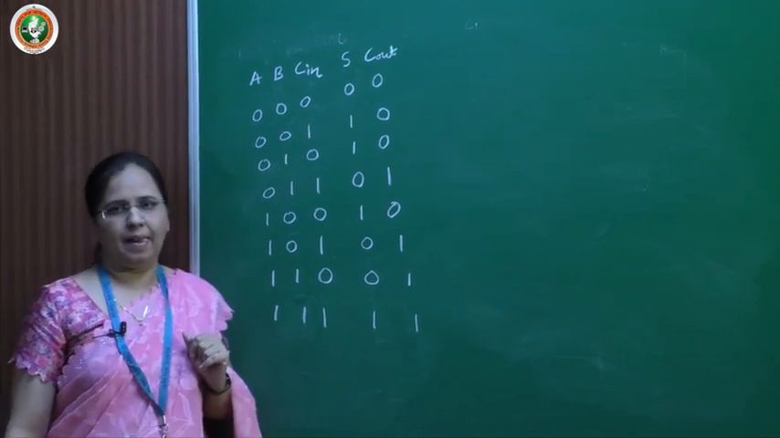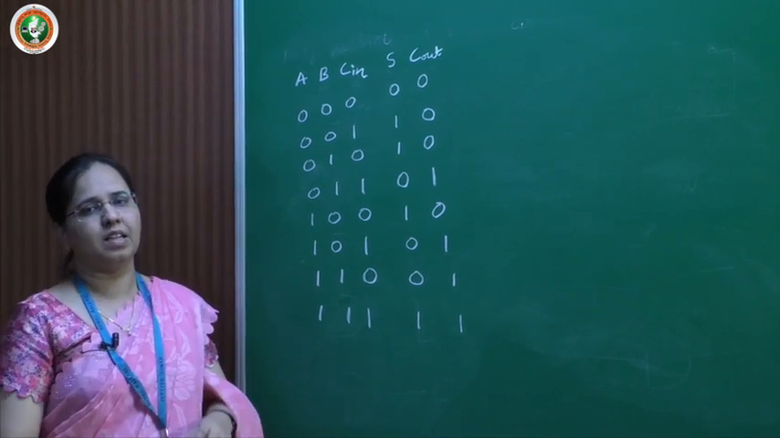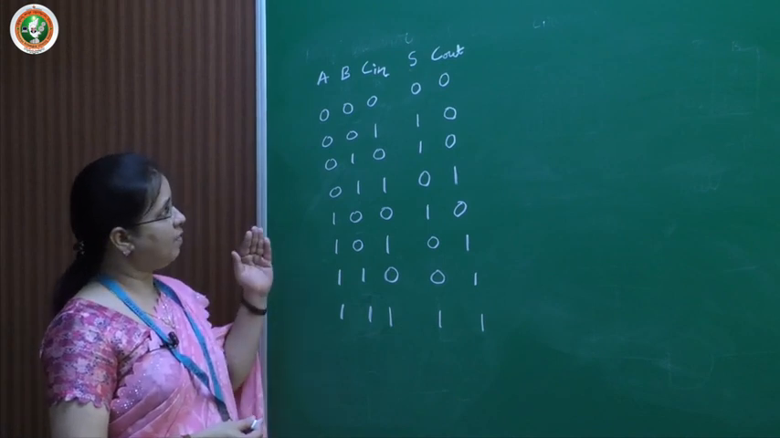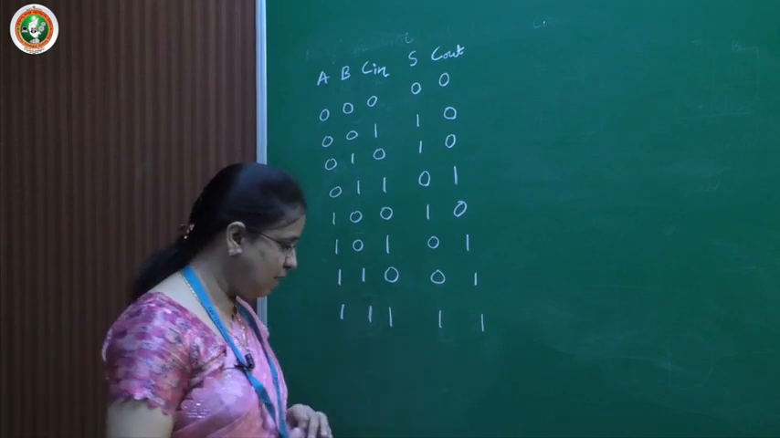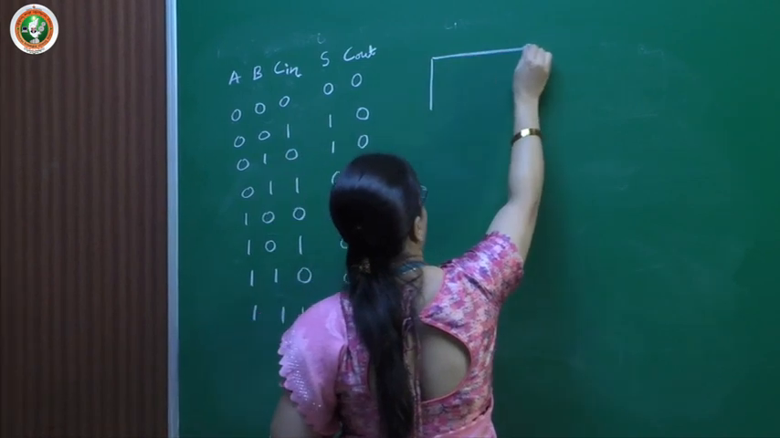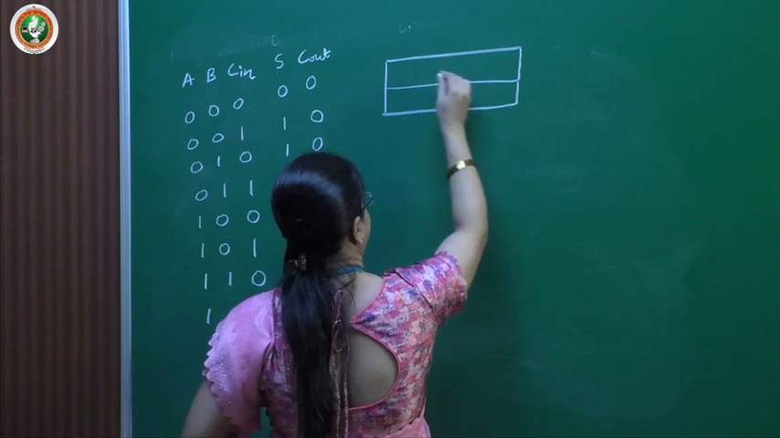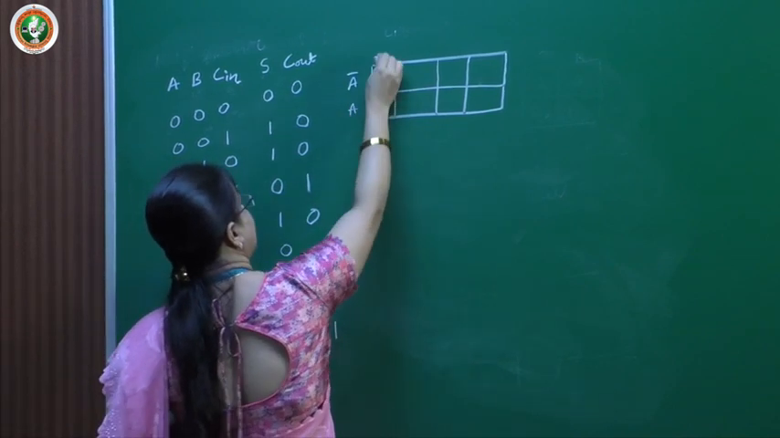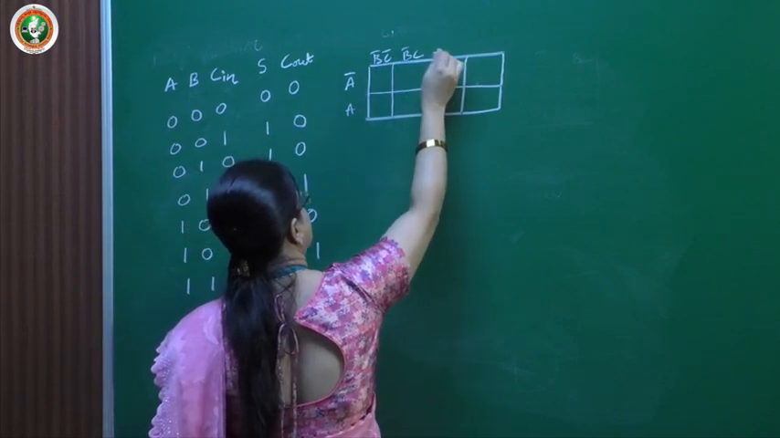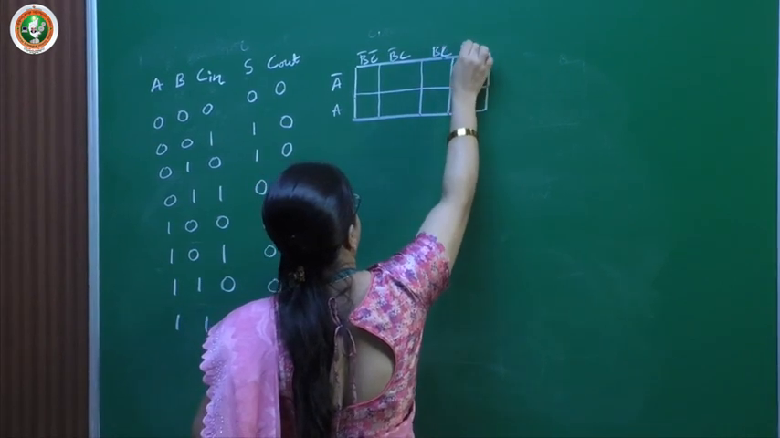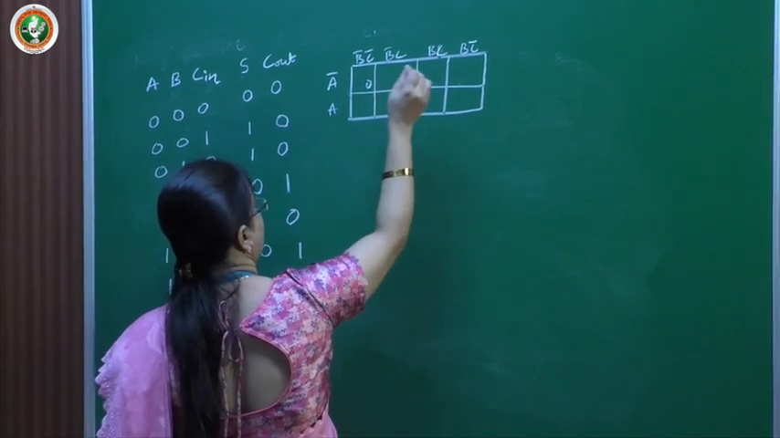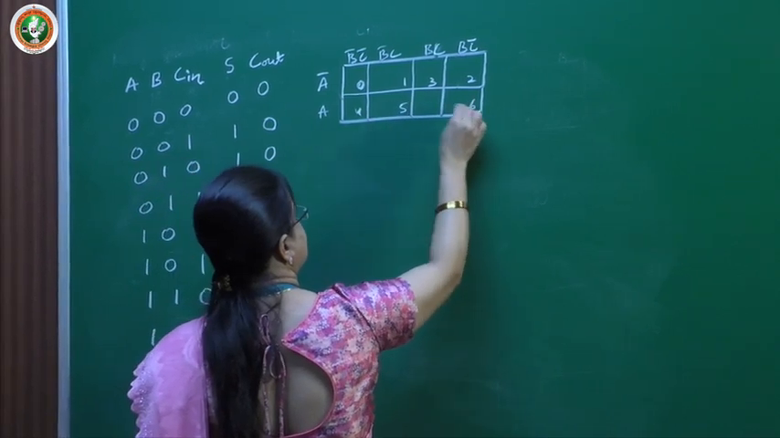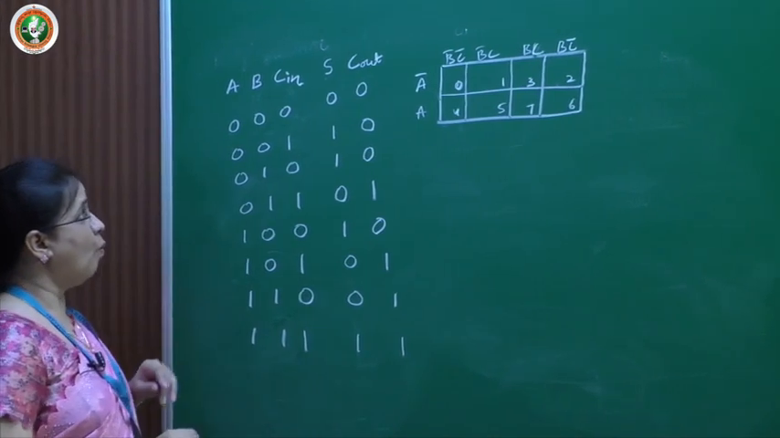So, once our truth table is ready, again I have to follow the same procedure. I have to construct the K map in order to obtain the simplified Boolean equation for sum and carry out. So, as our truth table is having 3 variables, I have to construct a 3 variable K map. Here it will be A bar, A and B bar C bar, B bar C, B C, B C bar. We will be having 0, 1, 2, 3, 4, 5, 6, 7.